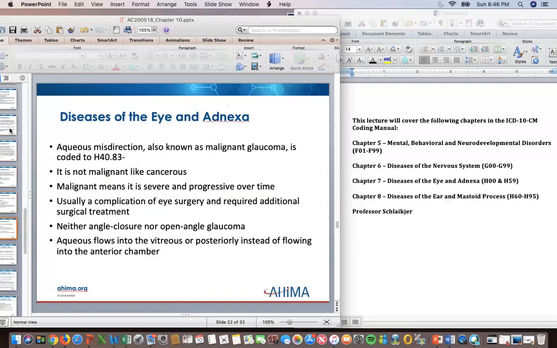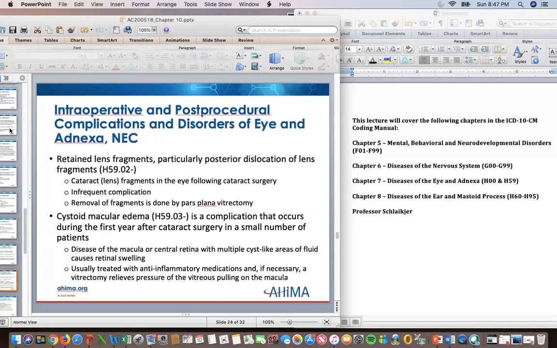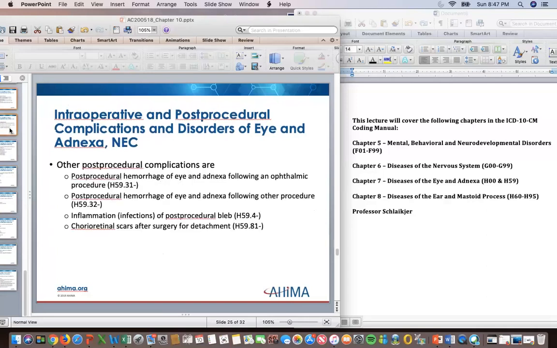And again, to review through these, there are 30-some PowerPoints here to review. Malignant means it is severe and progressive over time, usually a complication of eye surgery, requiring additional surgical treatment. Disorders of the eye following cataract surgery, so you will be able to code out the intraoperative and post-procedural complications and disorders of the eye that may follow some type of surgery. Other intraoperative complications may include hemorrhage, hematoma, accidental puncture, or laceration of the eye during a procedure, post-procedural hemorrhage of the eye and adnexa, again, inflammation, scars.